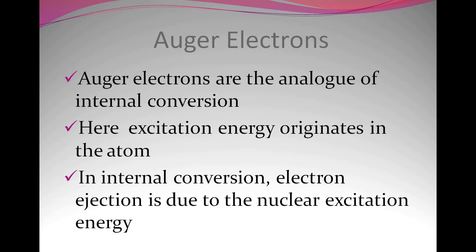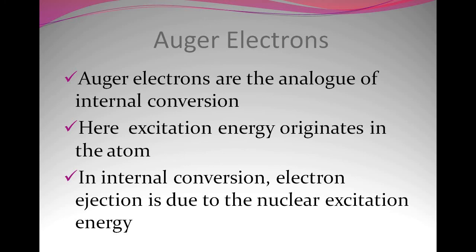And this is the third method, Auger electrons. Or sometimes you are familiar with the term Auger effect. That's an effect discovered by a scientist named Auger. That is why it is known as Auger electrons. And Auger electrons are the analogue of internal conversion.